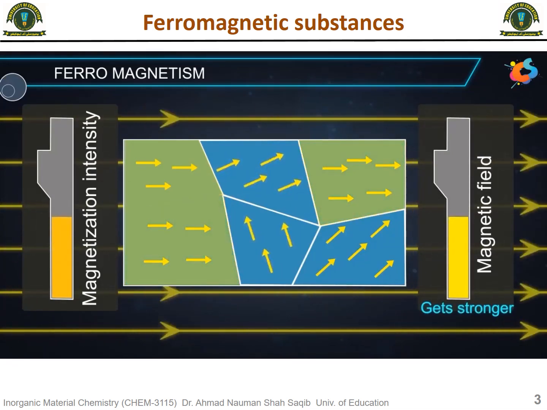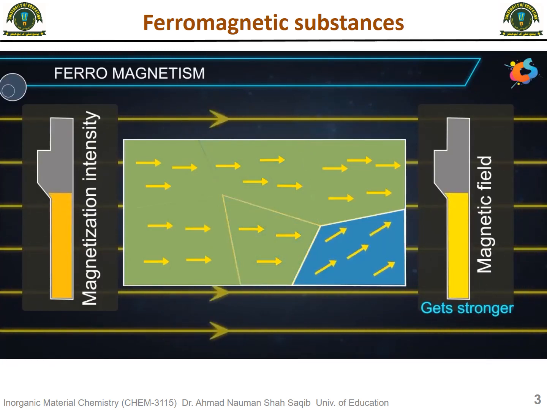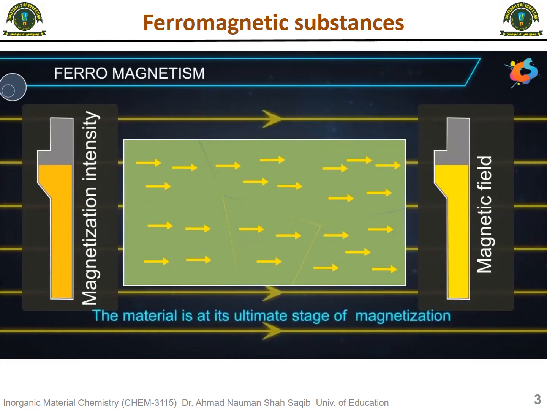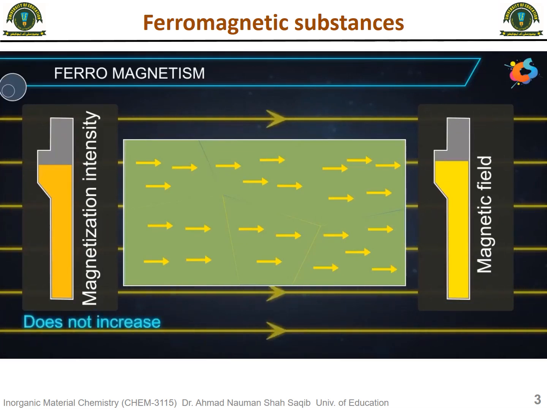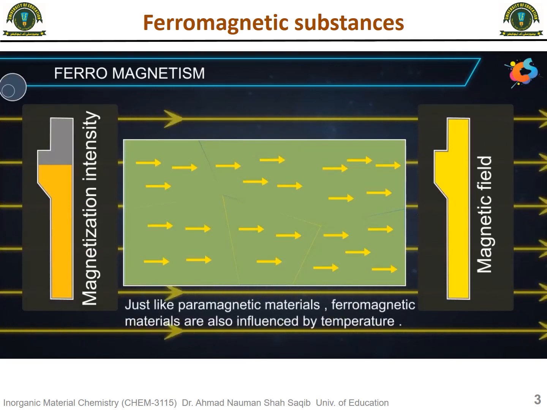The magnetization intensity goes on increasing. Then, for a particular strong magnetic field, the magnetic moments of all the domains get aligned in the direction of the magnetic field. Now, the material is at its ultimate stage of magnetization. Now, magnetization does not increase even if the external magnetic field is increased. This stage is also called saturation of magnetization. Just like paramagnetic materials, ferromagnetic materials are also influenced by temperature.